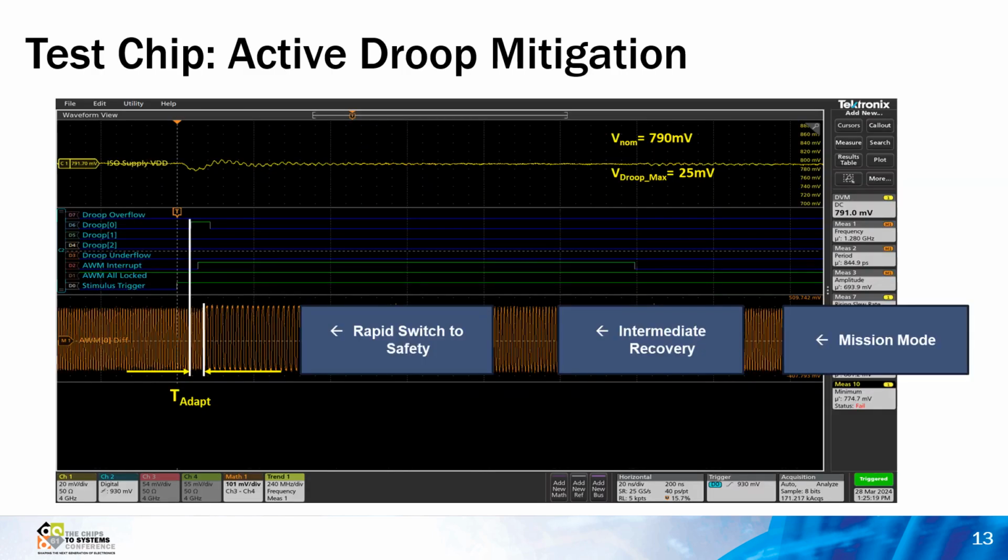This is a screen capture from our scope in the lab from one of our test chips. The top trace is the power rail. We can see that there is a droop event. The droop is detected and a droop indicator is asserted at the time of the left white bar. This triggers the adaptive clock to rapidly reduce the clock to a safety frequency by the time of the second white bar and is labeled as the T-adapt time. The clock then recovers to an intermediate frequency, then finally to the original mission mode frequency.